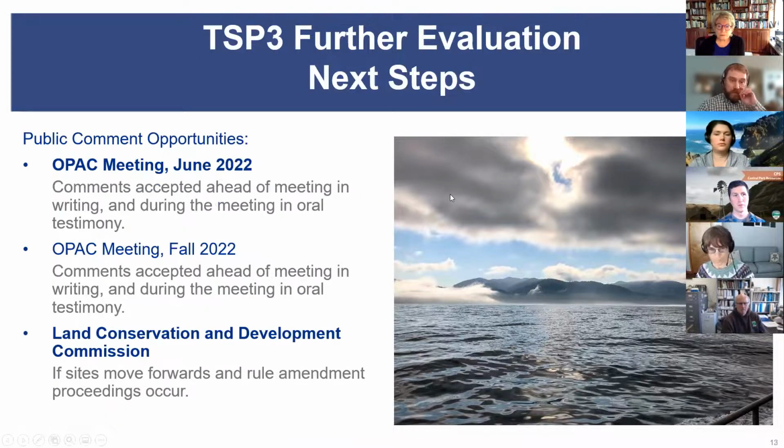So just kind of specifically thinking about public comment opportunities associated with those events. Comments will be accepted ahead of the meeting. I'm hoping in June we can find a time when we will have enough OPAC members to have a quorum. If not, it may need to get pushed into July. But we will have a public comment opportunity associated with that meeting. There will be public comment opportunities at the fall 2022 meeting. And then, of course, if the site does move forward, there will be a last opportunity at the commission.